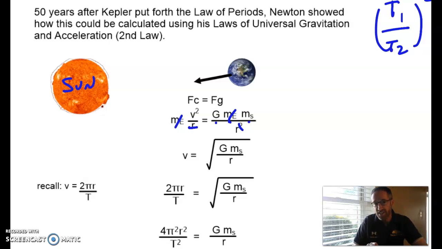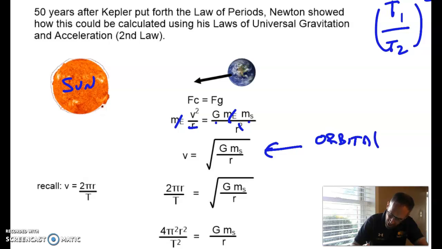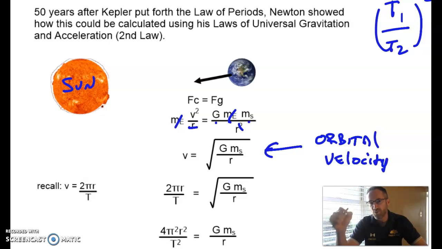This is the velocity that you must have to orbit at this distance. And so we would call this the orbital velocity. And it's interesting because at a certain distance, there is only one velocity that will work.